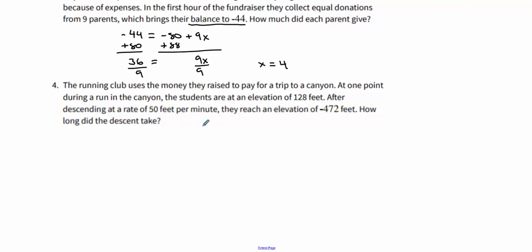So if I were to write an equation for this, I know they're going 50 feet per minute, and they started out at an elevation of 128 feet, and then they finally reached -472 feet. So over here I'm going to write where they were, and here I'm going to write where they ended up. So they ended up at -472 feet. But how did they get there? Well, they started out at 128 feet, and then they went down, right? They're descending, so that means they're going down. They went down 50 feet per minute. And then they ended up at -472 feet.